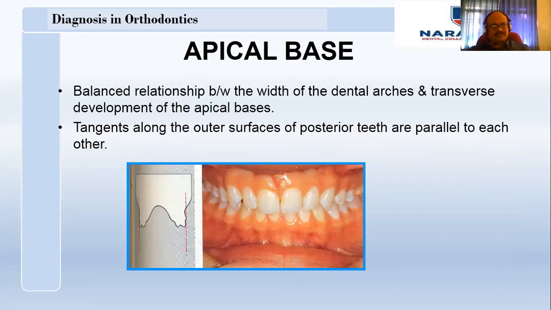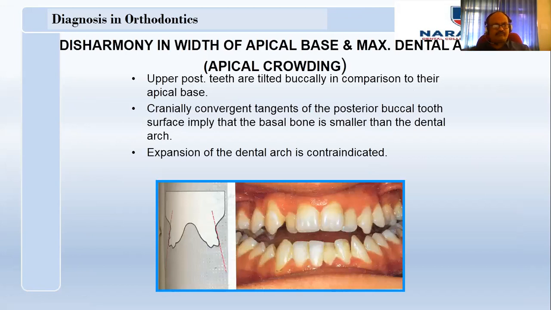So next is the apical base. Apical base is nothing but the alveolar bone housing of the teeth. So it is drawn by tangents to the posterior teeth. The teeth should lie within the housing of the apical bone for a proper occlusion. Can you see here? Alveolar housing is there, whereas the teeth have flared buccally. If the lower teeth flare more buccally than the upper teeth, it is called a buccal cross bite.